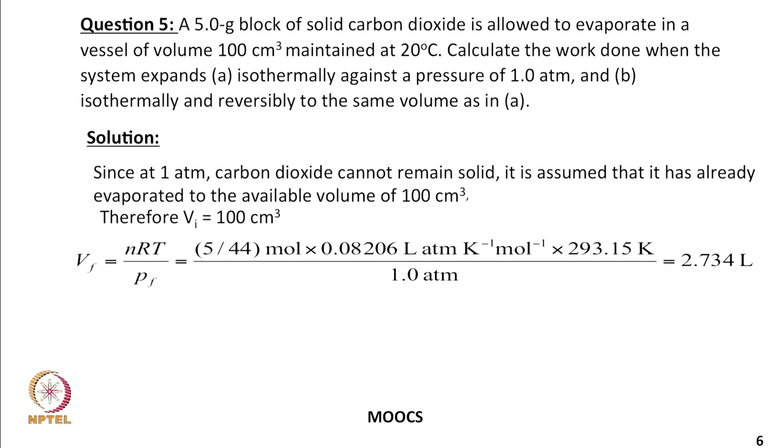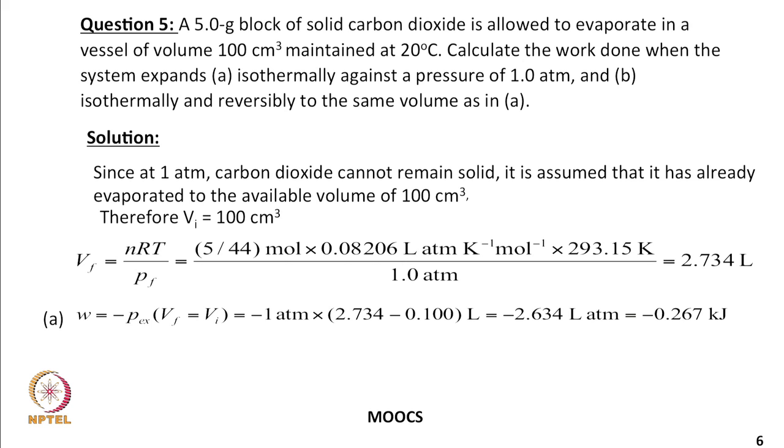And since the expansion is against a constant pressure, we will use W is equal to minus P external into Vf minus Vi, and you substitute the values, and the number that turns out to be is minus 2.634 liter atmosphere, and then you multiply by 101.325 and convert into kilojoules. The answer is minus 0.267 kilojoules.